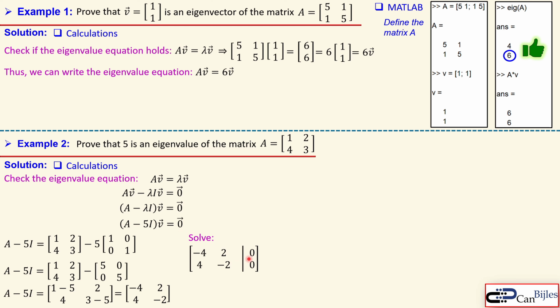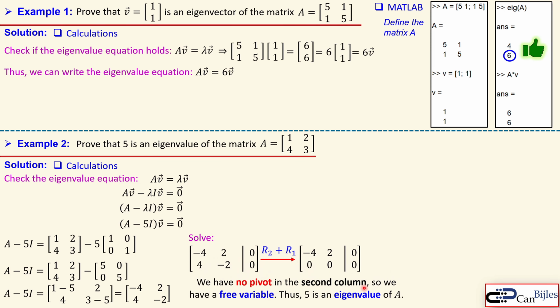We augment it with this 0 vector, which is shown here. And now we can see that this is indeed a linearly dependent system of equations. Now we see here row 1 and row 2. If I do row 2 plus row 1, that means 4 plus minus 4, minus 2 plus 2, I end up with this equation, which is shown here: 0, because if you add them up, this is 0, this is 0, and this is 0. And now we see indeed there is no pivot in the second column. So we can say there is a free variable in the second column. So 5 is an eigenvalue of this matrix A. This is the way to prove this.